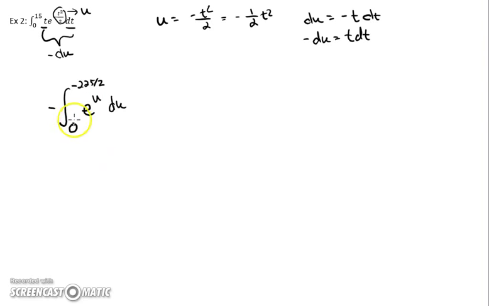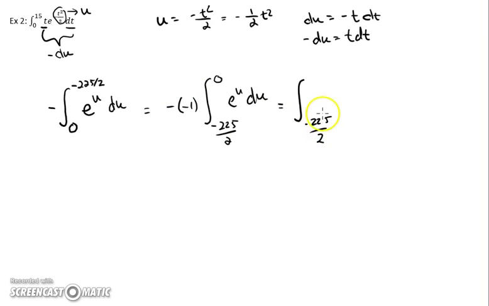Now we have an issue, right? The biggest number has to be on top. So we have a 0 here, a negative number here, so we need to flip those. When we flip them, we have to introduce a negative 1 on the outside. So we had a negative, we're going to add another negative. So we're going to go from negative 225 over 2 to 0 of e to the u du. Let's simplify that a little bit more and get rid of those negatives.